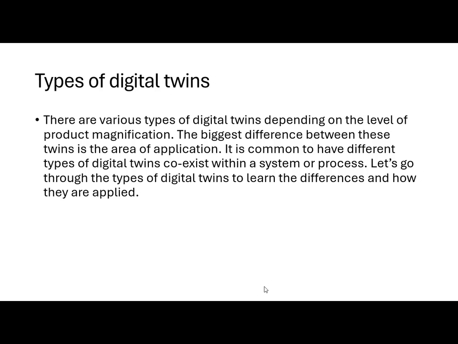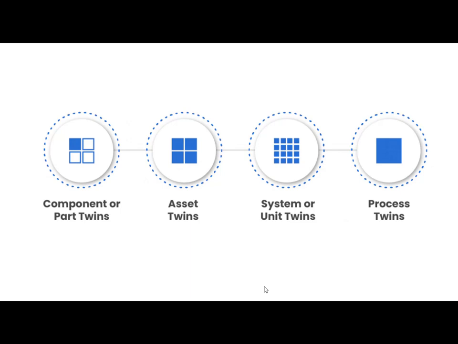There are different types of digital twins, and I'm going to show a series of beautiful infographics. The types depend on the level of product magnification. The biggest difference between these twins is the area of application. It is common to have different types of digital twins coexist within a system or process. Let us go through the types of digital twins to learn the differences and how they are applied. Here we have four categories: component, asset, system or unit, and process.